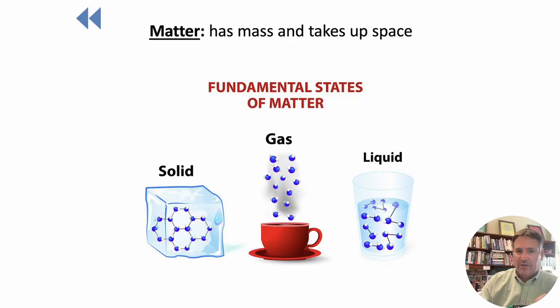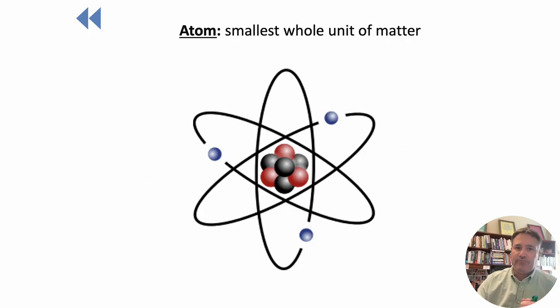Okay, now let's do a review. Now that's done, let's do a review. We've been learning about matter. What is matter? Somebody read this to me. Has mass and takes up space. Okay, right. What are the 3 types of matter? Okay, boom, boom, boom. Good, good, good.